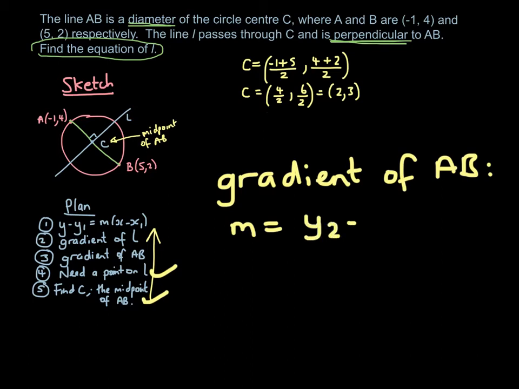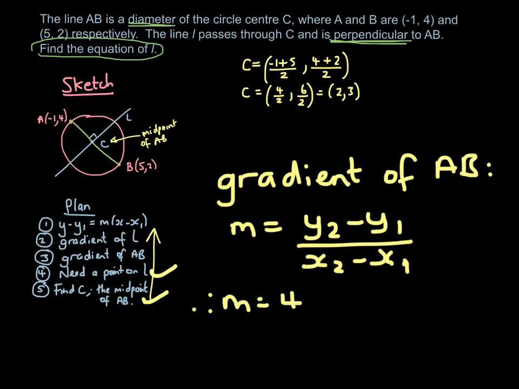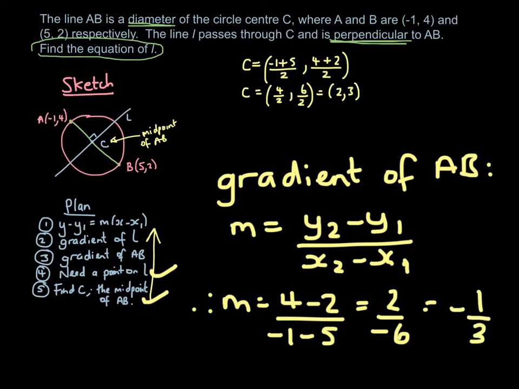So gradient is going to be y2 minus y1 over x2 minus x1. If we work that calculation out, we get our gradient of AB, remember, not the gradient of L. That's going to be 4 take away 2 over 1 take away 5. Make sure you do them in the same order: the x and y from the one coordinate take away the x and the y from the other coordinate. That's going to give us 2 over minus 6, which is just minus a third.